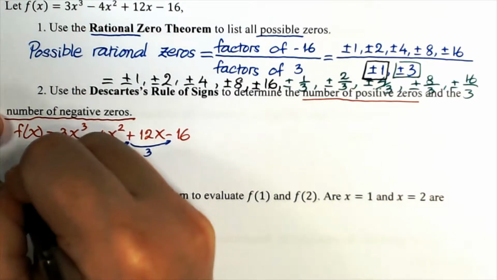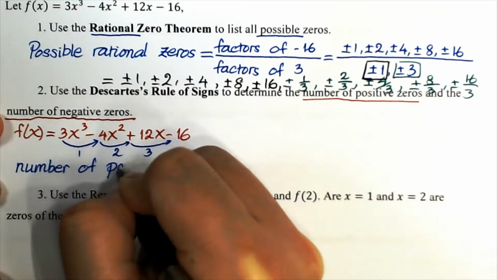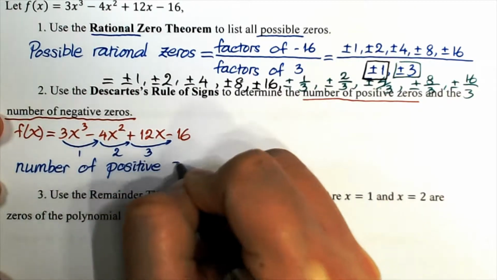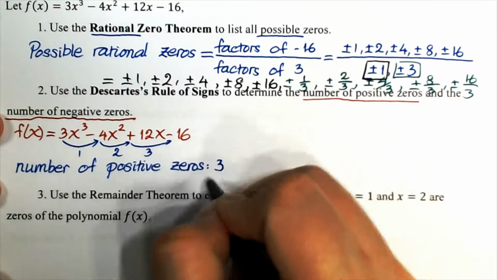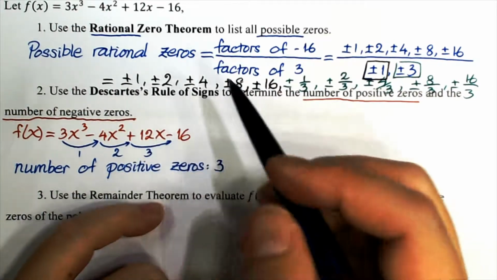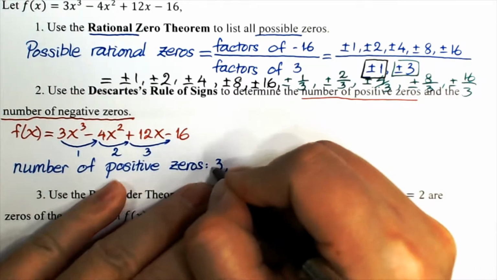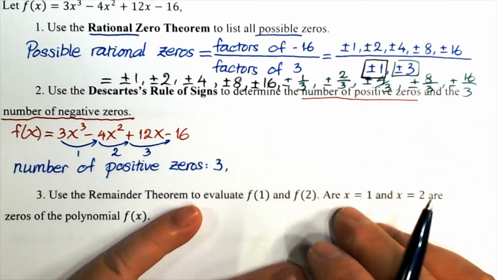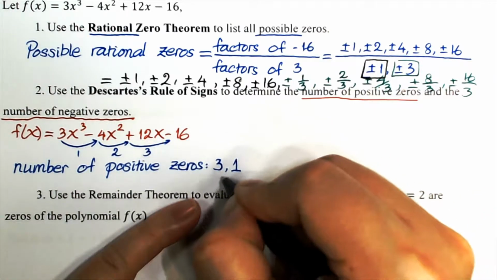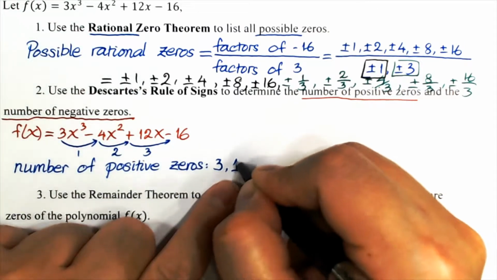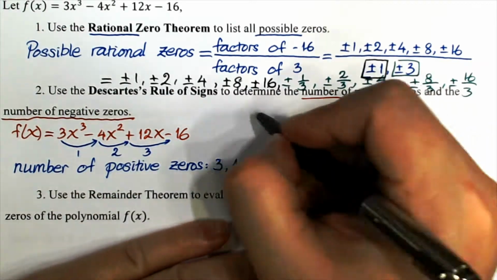So in that case, we'll say the number of positive zeros is going to be 3. But notice that in Descartes' rule of signs, it is either that number or less than it by an even number. An even number will be 0, 2, 4, 6, 8 or so. So we just keep subtracting 2. If we subtract 2 again, we have a negative number, so we stop there. So the number of positive zeros is either 3 or 1.